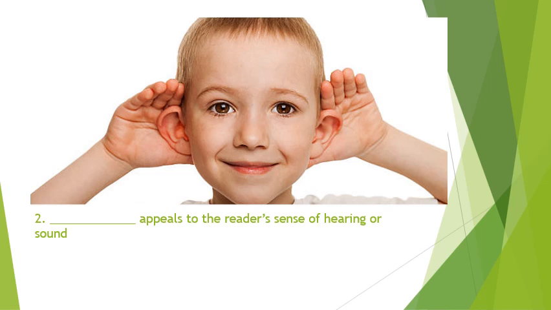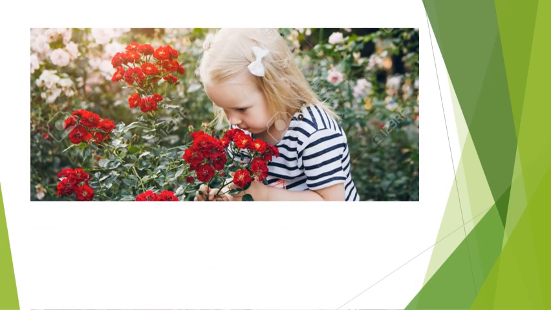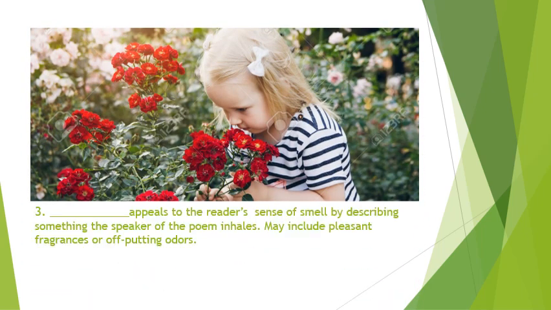Number 2. Blank appeals to the reader's sense of hearing or sound. Our answer is auditory imagery. Number 3. Blank appeals to the reader's sense of smell by describing something the speaker of the poem inhaled. It may include pleasant fragrances or off-putting odors. That is olfactory imagery.